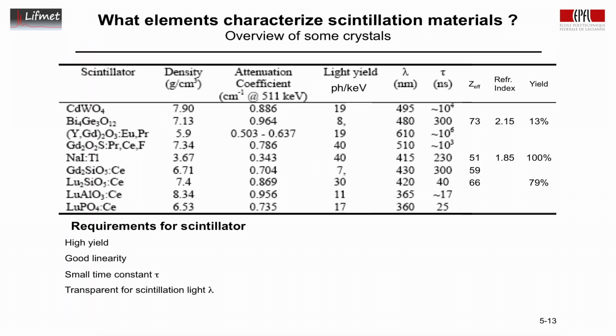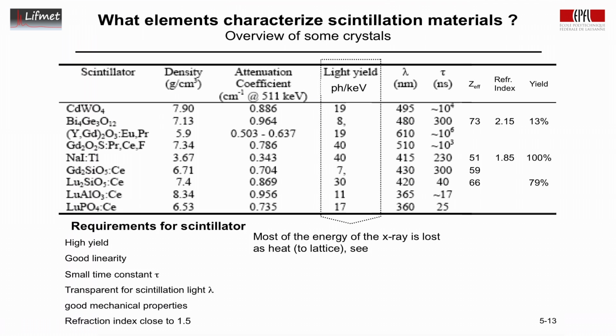Of course, it should be transparent for scintillation light. There's no point in producing scintillation light that is immediately being absorbed by the crystal. Not to forget, it's a physical process. We're producing a mechanical camera, so it should have good mechanical properties and a refraction index close to 1.5 so that the light is being reflected through the crystal and is being detected by the photomultiplier tubes.